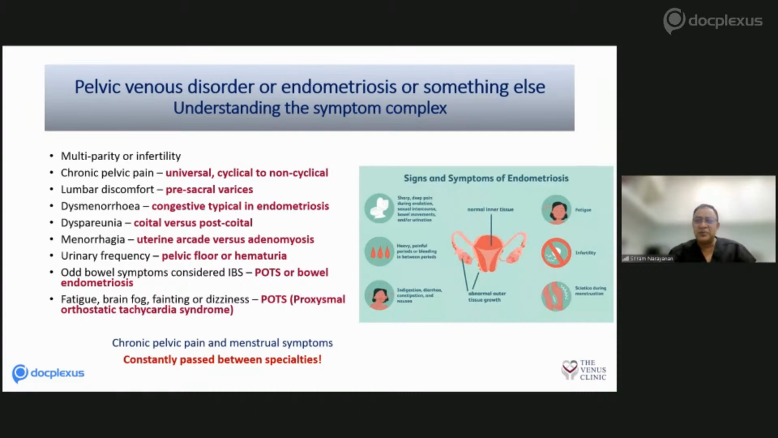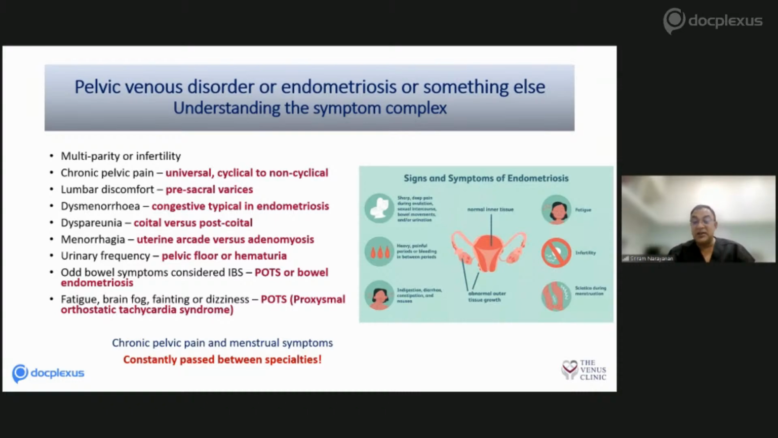Dysmenorrhea, or painful period, typically is congestive, which is to say day before the period, first day of the period, second day of the period. That's how it starts, and it is far more consistent with endometriosis. In pelvic venous disorders, the dysmenorrhea is not usually congestive, although there are painful periods. Dyspareunia, or painful sexual intercourse, again, like I said, if it is coital, especially during intercourse and deep penetration, it is far more likely to be endometriosis.